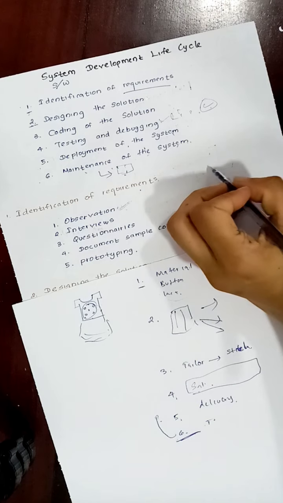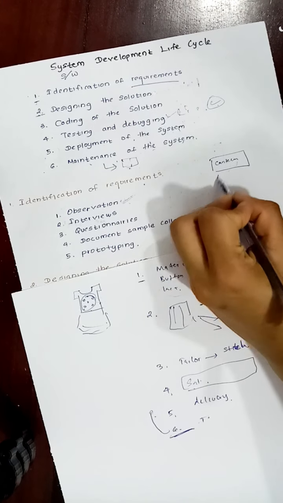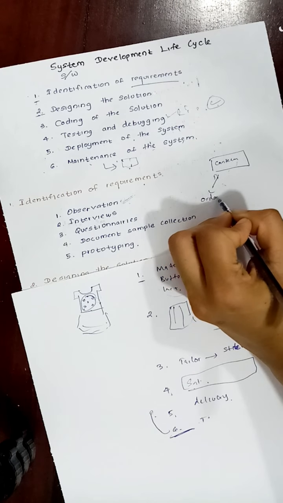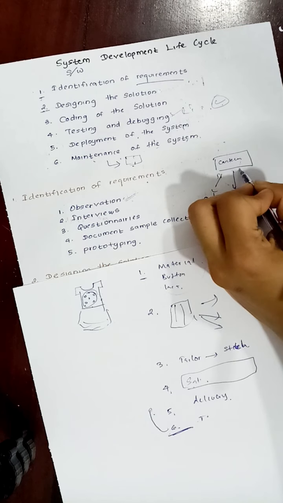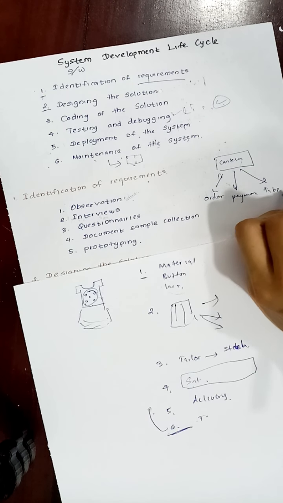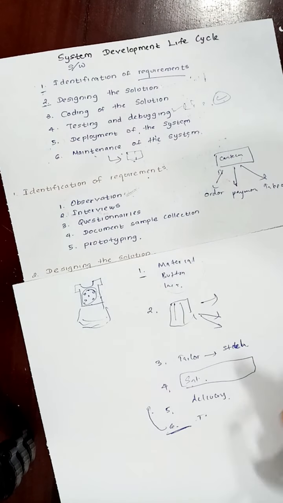If you see, it's a canteen, normally people will order and pay money, then they will take away parcels. Like that it will happen in the canteen.